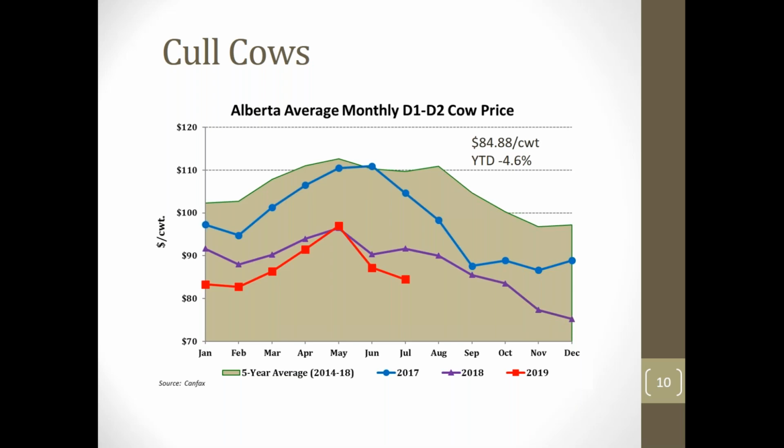As I talked about the basis, or the cash-to-cash price difference between us and the U.S. market, last week we were only about $1 over on a hundredweight. This year, a lot of weeks we've been $10, $12 over. So we've really seen that cash-to-cash basis pull back on our market here.